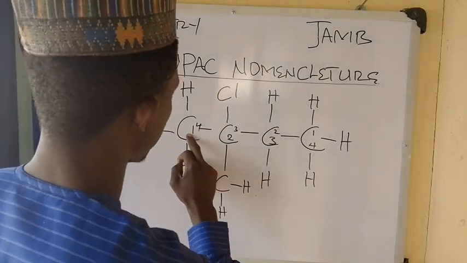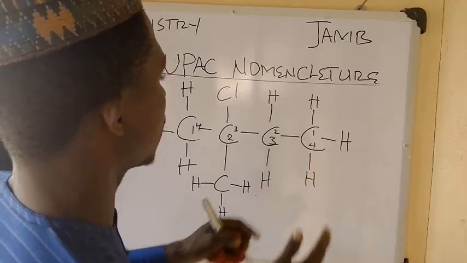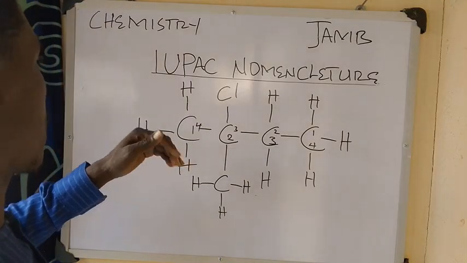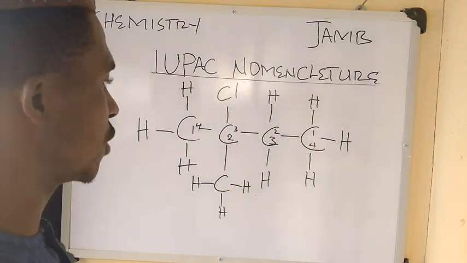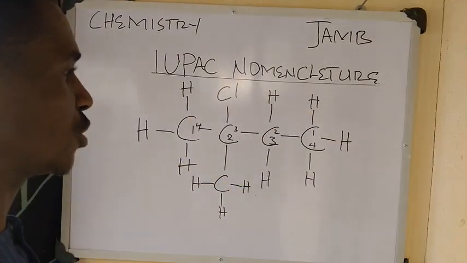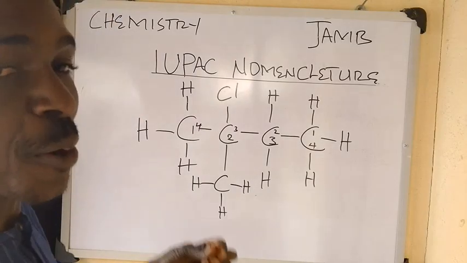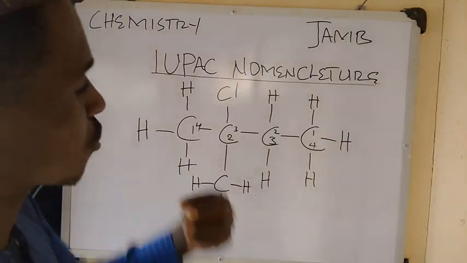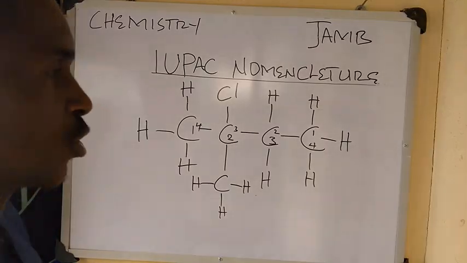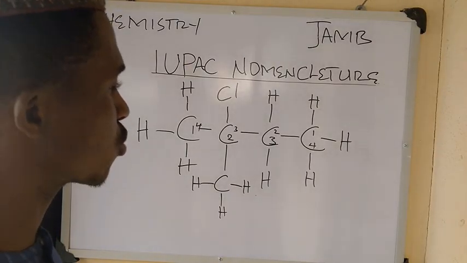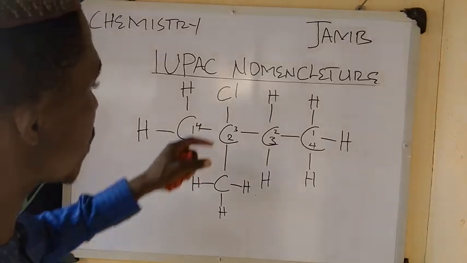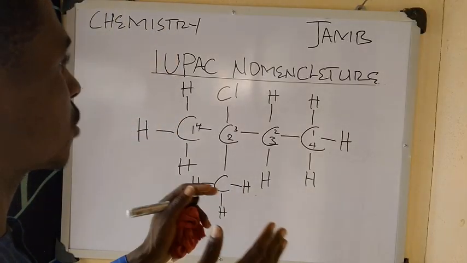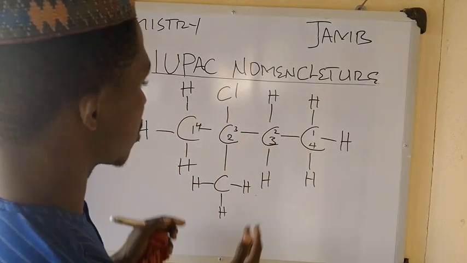Assuming we number from left to right, and we number from right to left, let's try to see which one is correct. Because the next rule said, after you choose the longest continuous carbon chain, then you should number your longest continuous carbon chain. And in numbering it, you should number in such a way that your substituents will have less number. So as you can see on these structures, let's try to bring out our substituents so that everything will be smooth.